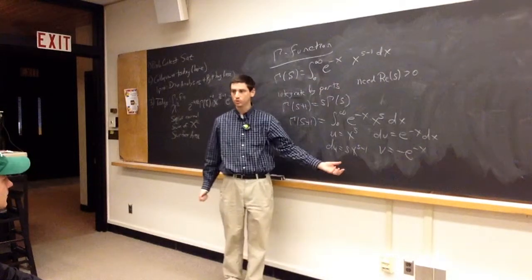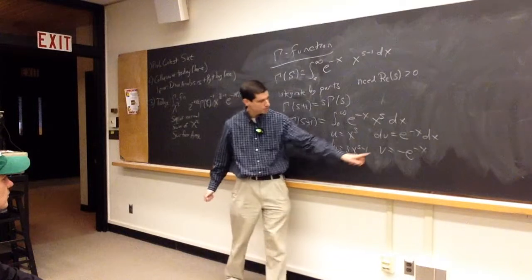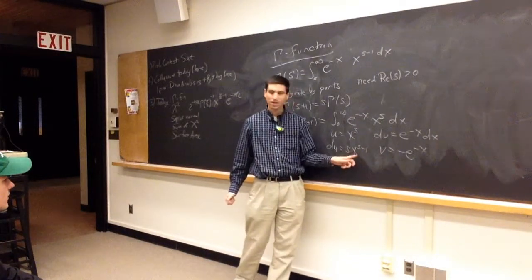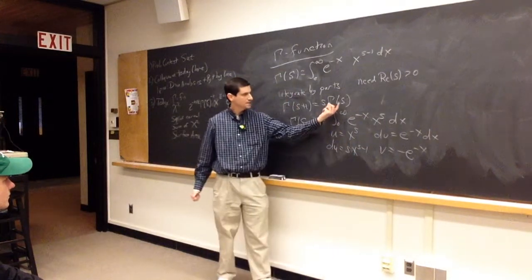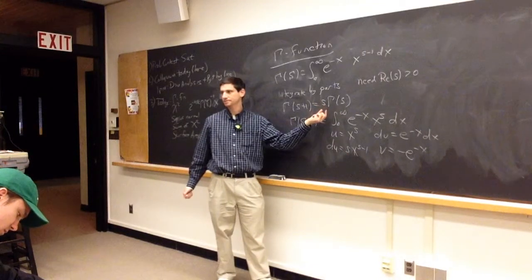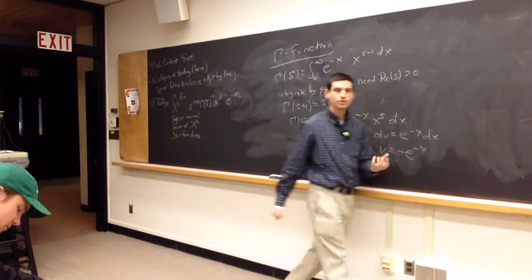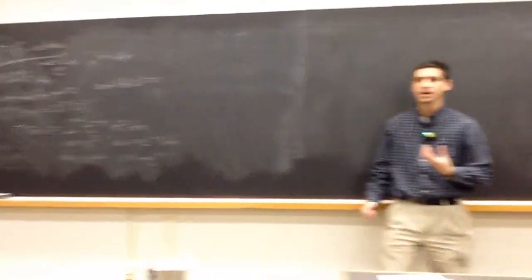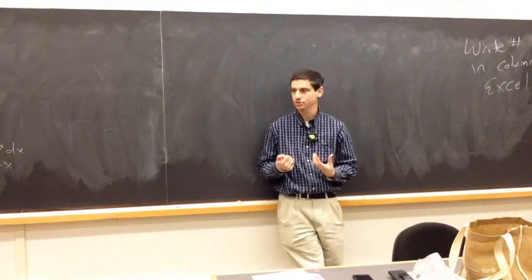The boundary terms will cancel. You can see when I now multiply things and I get a v du, I'm going to have an x to the s minus 1. There's the gamma of s. I've got an s over here. That's the s outside. So again, I will leave you to do the detail of the calculations, but this gives you a sense of why it's true.